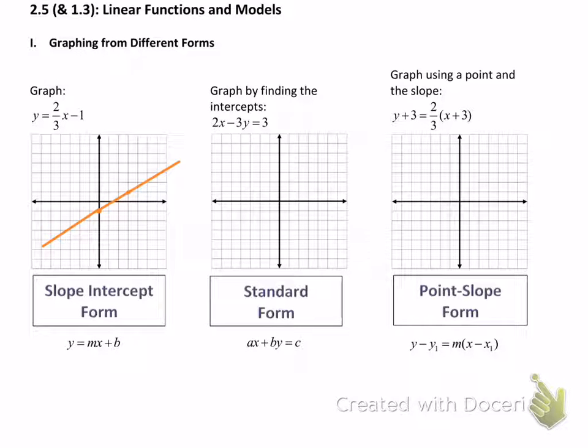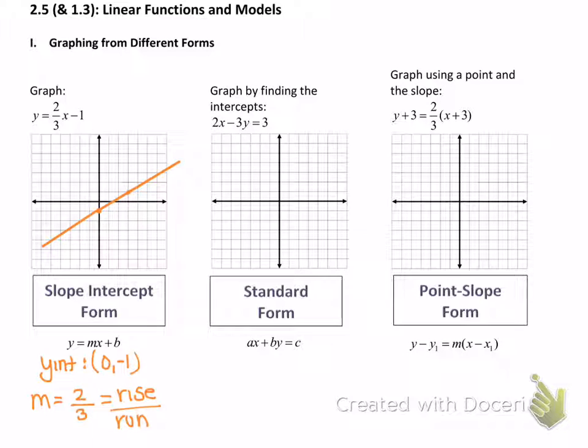Okay, so in slope-intercept form, we have the y-intercept, which is your b value, which is (0, -1). And then, like I said, we graph with our slope, which was 2/3, which is our rise over our run.